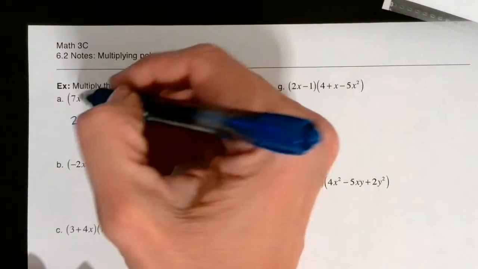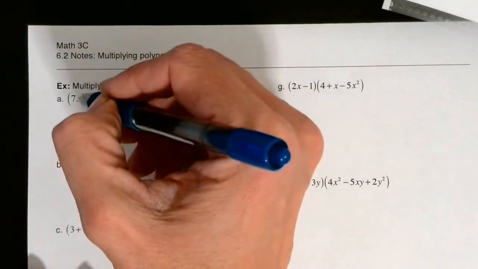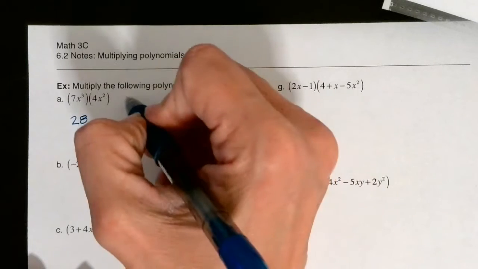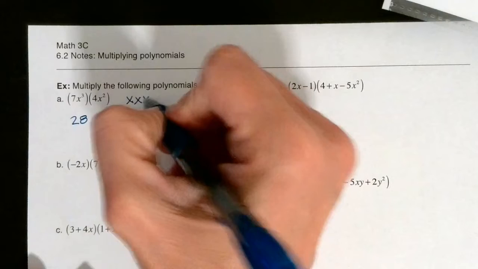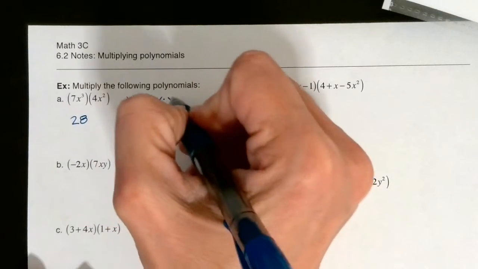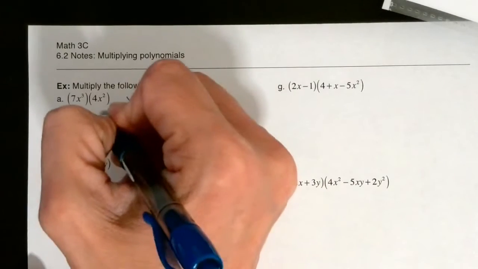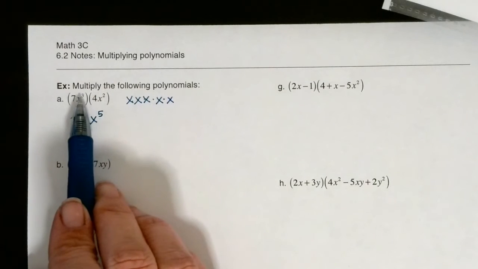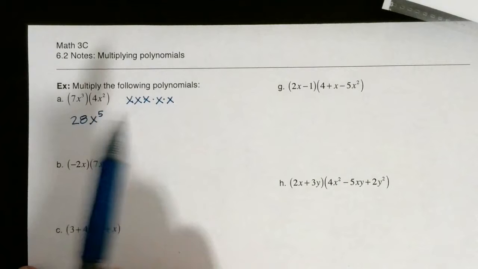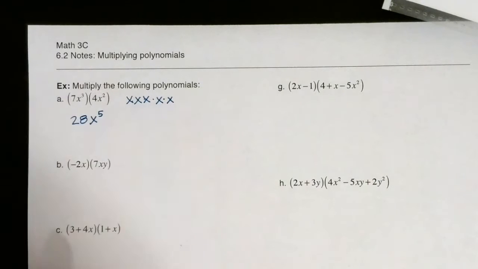And then you're going to do variables to variables. So we have x cubed times x squared. So we have x cubed, that's 3 x's, times x squared, which means we would have x to the fifth. Okay, so what you can see is you could just add those exponents. When you're multiplying variables with the same base, you get to add the exponents. Okay, so that was that one.